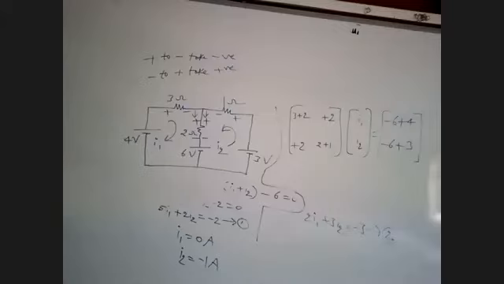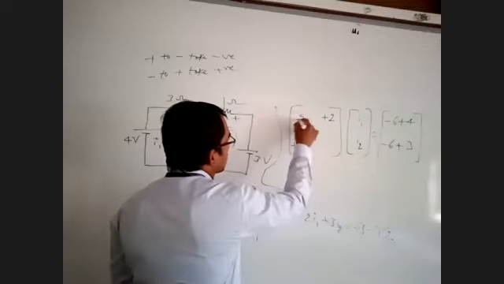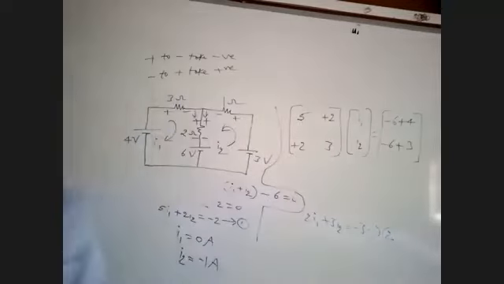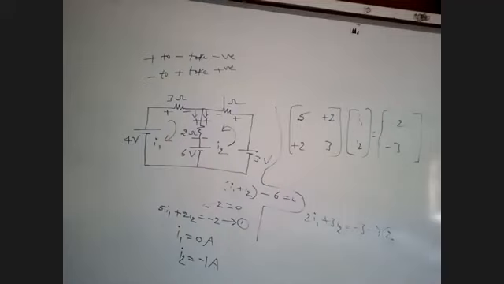Now I will simplify this. This is 5. Now see the loop equations. Write the matrix. Now I have simplified this. Minus 6 plus 4 is minus 2. Minus 6 plus 3 is minus 3.